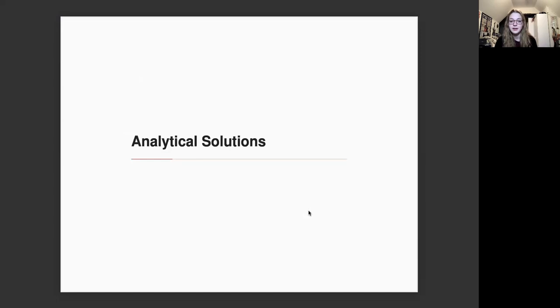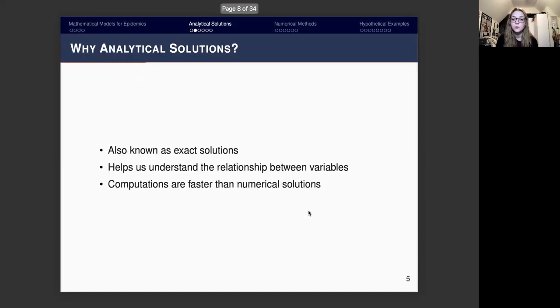So now we're going to talk about some analytical solutions. So why are we using analytical solutions and what are they? So analytical solutions are also known as exact solutions, and they can help us understand the relationship between variables when we find our solution. And the computations are usually faster than numerical solutions, which are more iterative, whereas analytical solutions, once we find it, we can just plug in the numbers.